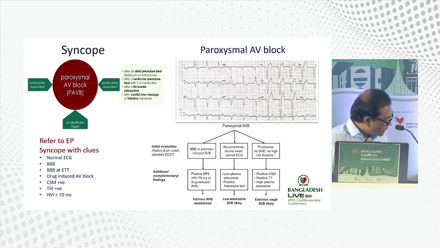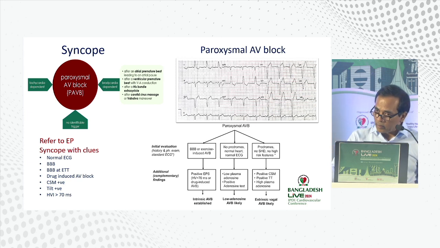That is, if the patient has syncope with LBBB, or bundle branch block, or the patient has bundle branch block during stress testing, or a positive carotid sinus test, or a positive tilt test. These are the clues in favor of paroxysmal AV block, and this group of patients should be sent for the diagnostic EPS study, whether or not there is an indication for the pacemaker.